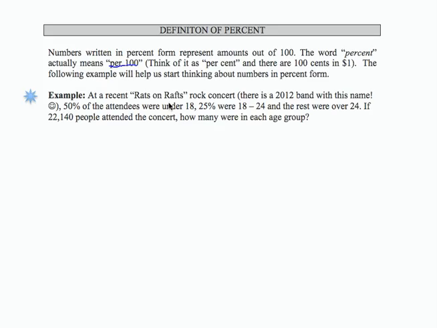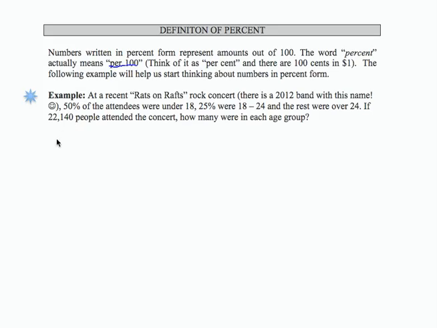So at a recent Rats on Raps rock concert, 50% of the attendees were under 25, 25% were 18 to 24, and the rest were over 24. If 22,140 people attended the concert, how many were in each age group?